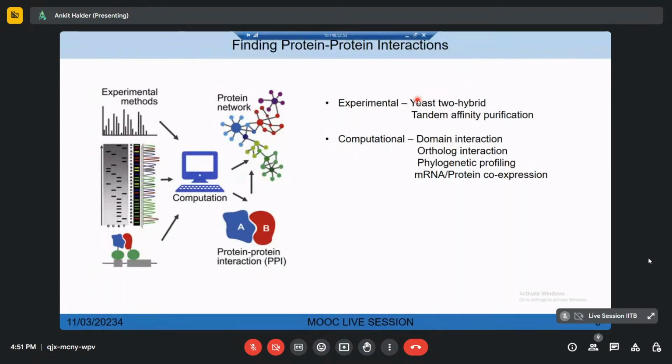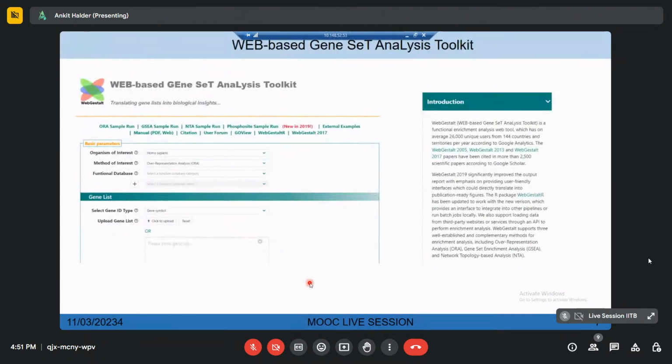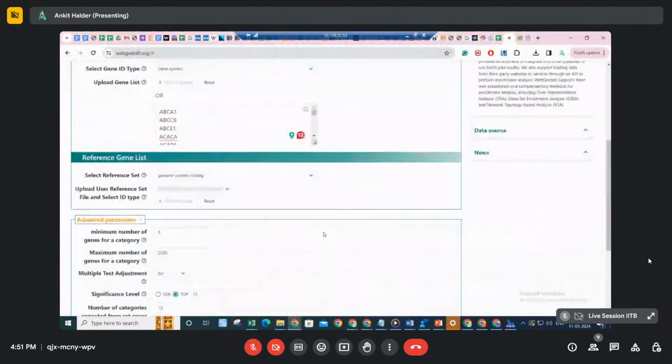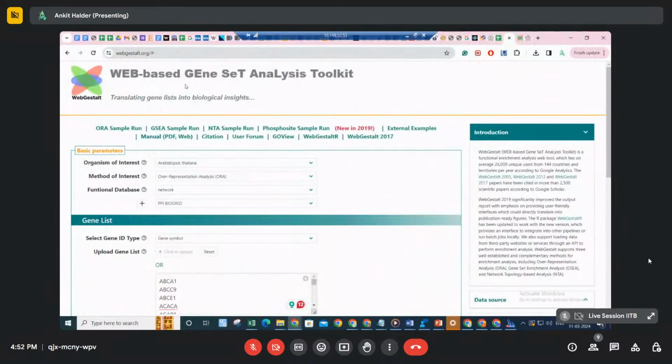Whereas in the computational method, you have the domain interaction and orthologous interaction to understand or predict whether this protein and protein have any kind of association or not. So now we will be looking at the two tools which are available online. One is WebGestalt and another is STRING, to find out what the interaction levels are. Yeah, so this is the interface of WebGestalt.